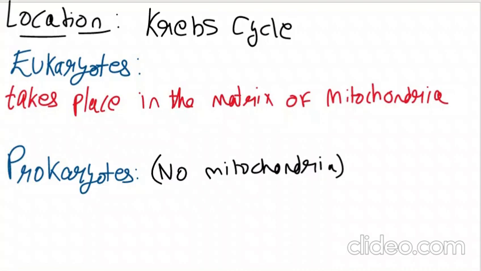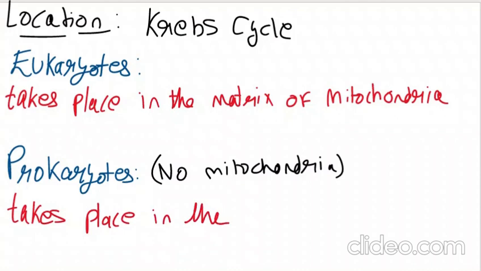So where will it occur? The Krebs cycle takes place in the cytoplasm. Now, cytoplasm is present in all cells. So that is why in prokaryotic cells, in the cytoplasm, the Krebs cycle will take place. And glycolysis takes place in the cytoplasm only, even for eukaryotes.